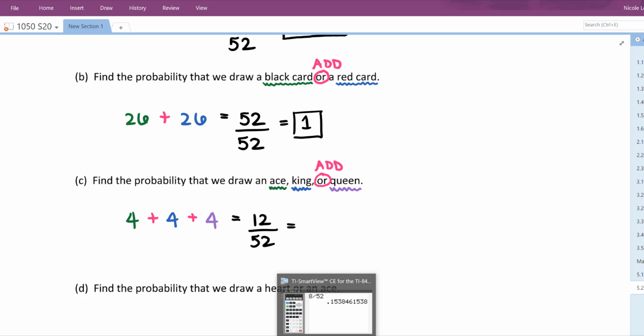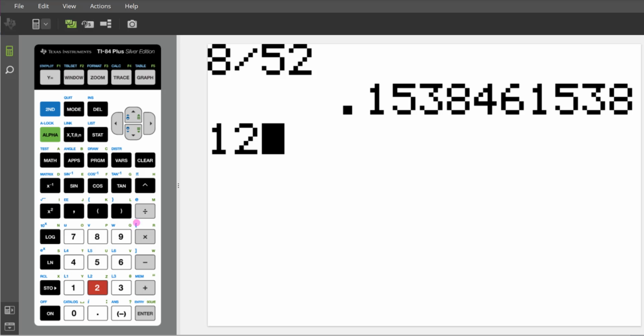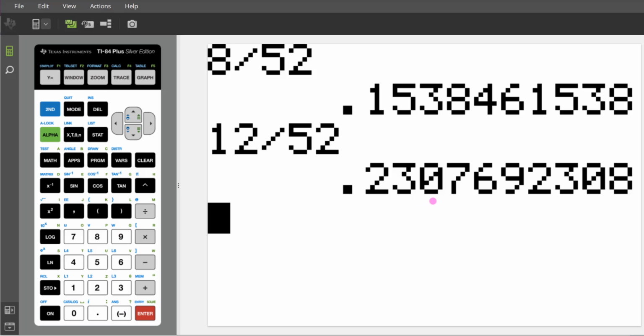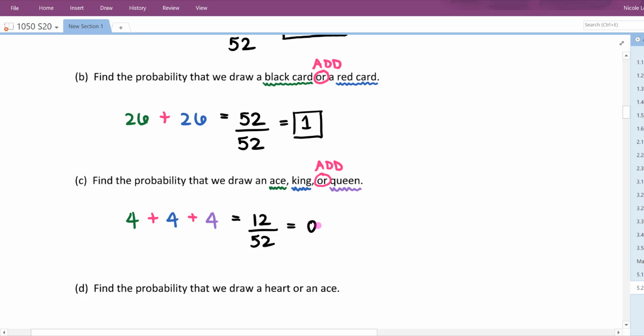Okay, and then typing this into the calculator to get our decimal answer, which I'll round to the third decimal place here. So since there's a 7 that comes after it, the 0 is going to get bumped up to a 1. So we're getting a probability of 0.231. Okay, or about a 23% chance of drawing an ace, a king, or a queen.